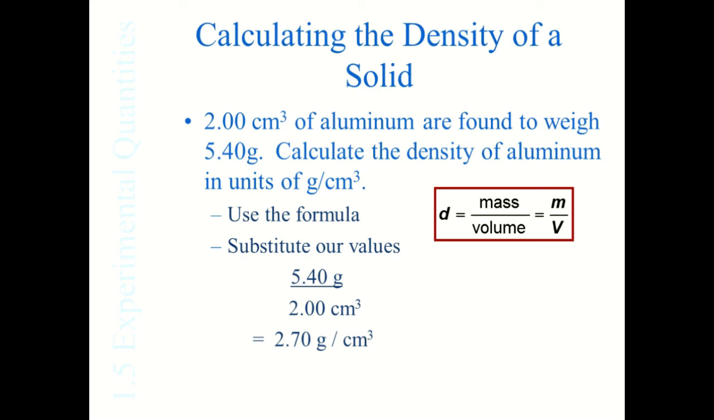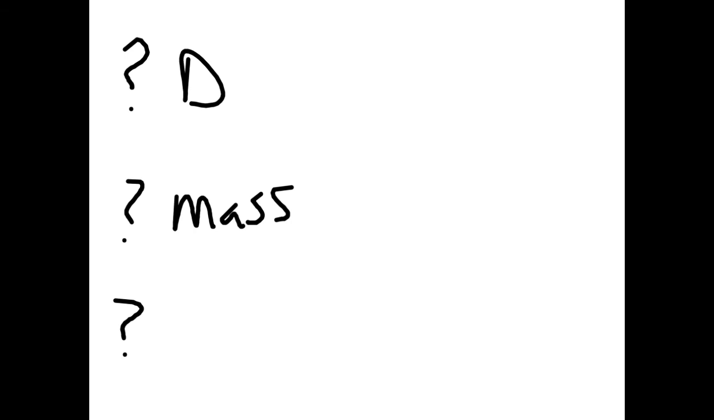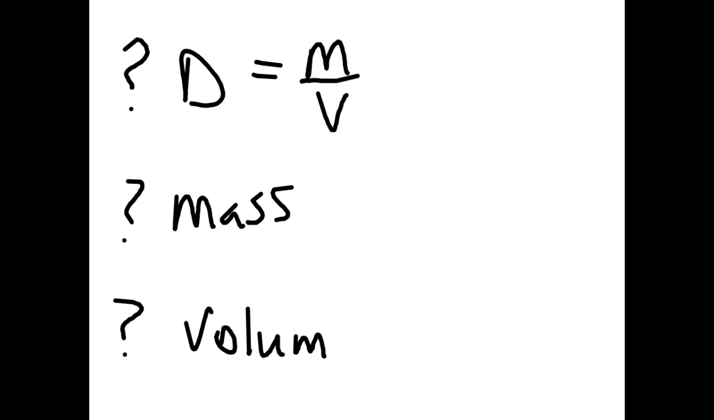So, how do we calculate density? Well, this is the equation. It's very simple. Density equals mass per volume. I could ask you 3 questions about density. What is the density? What is the mass? What is the volume? Okay? So, how do you answer? So density equals what? Mass over volume.